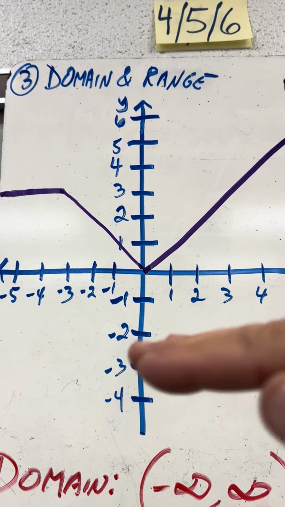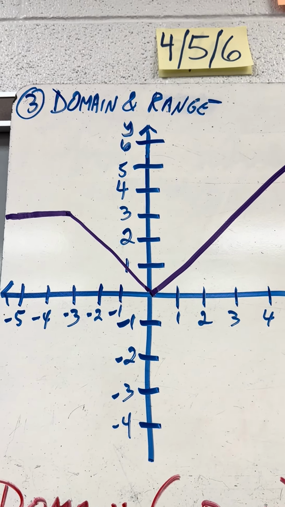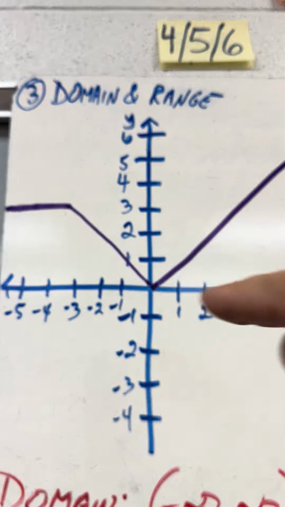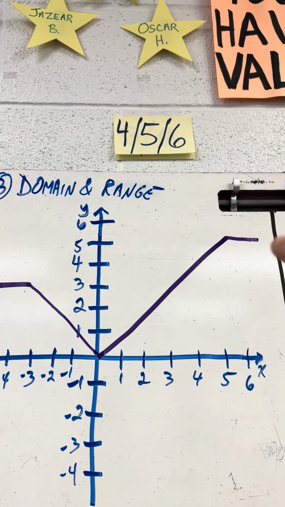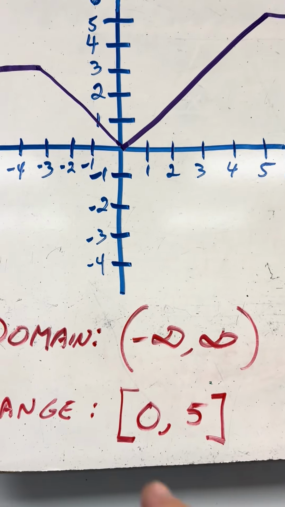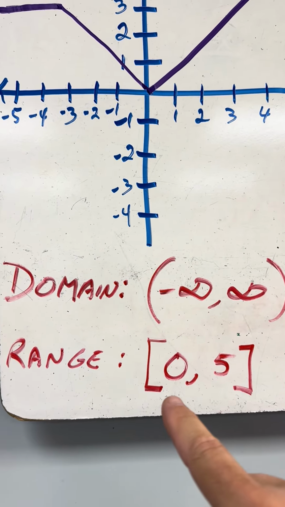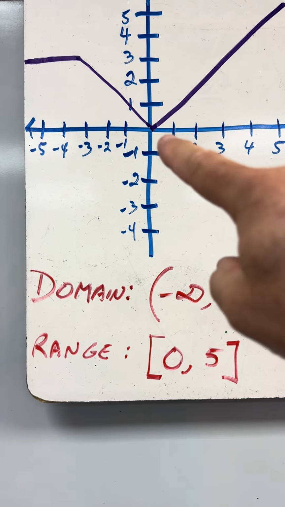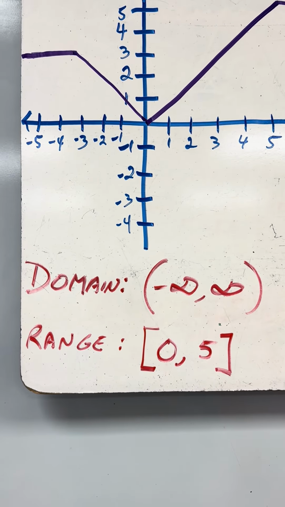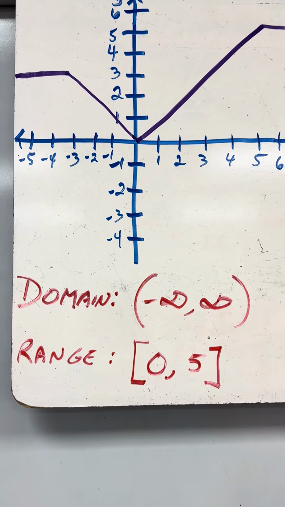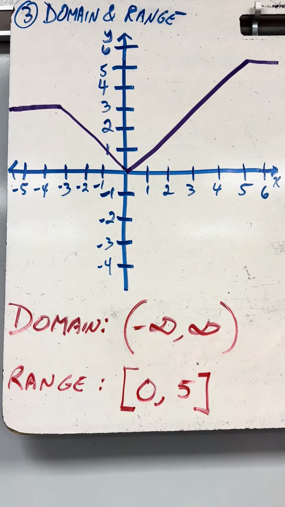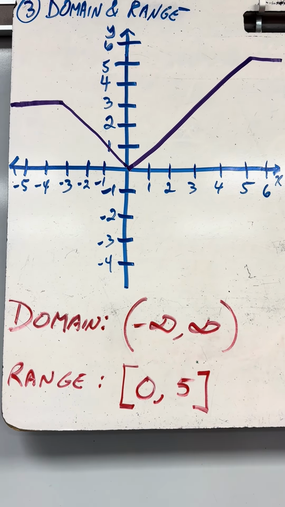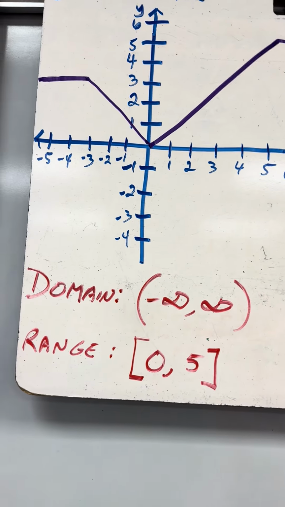The range goes from bottom to top, okay? So what's the bottom here? The bottom is 0. What's the highest level? 5. It goes from 0 to 5 in brackets because it's closed circle, so to speak, at 0, and it's closed. They're solid at 5. It's not as if it's an open circle, so it's 0 to 5.